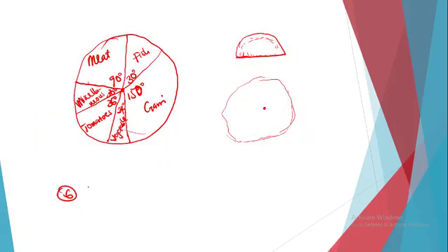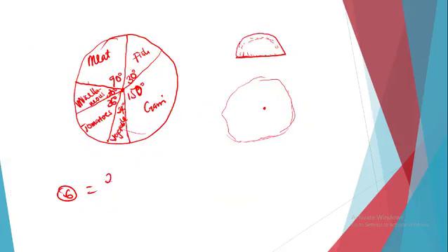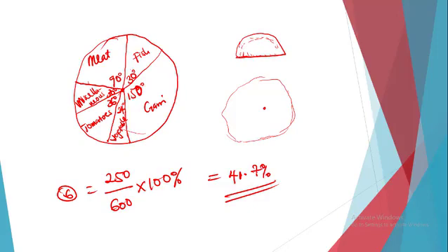So our B will be equal to 250 over 600 times 100%. And what would that give us? Our answer is 41.7%. And that's all for this. So we'll stop here for today.